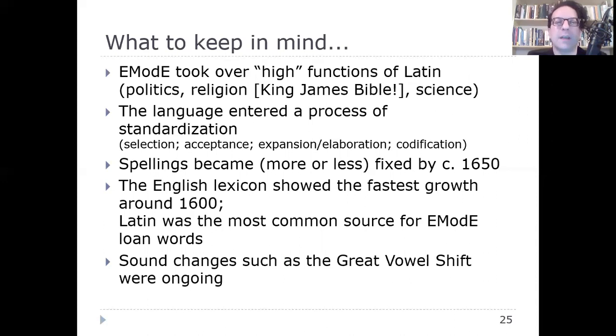This also means that the spellings are becoming more or less fixed, and this process was more or less completed, at least for printed English, by about 1650. The English lexicon, on the other hand, was showing a very fast growth around 1600, with Latin being the most common source for new early modern English words. And lastly, I also briefly mentioned the Great Vowel Shift as an example of some of the sound changes that were ongoing in this period.